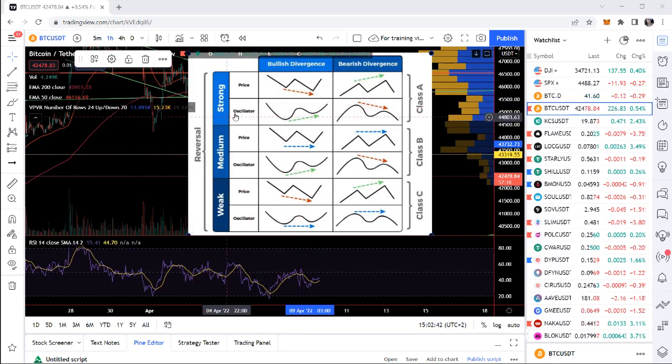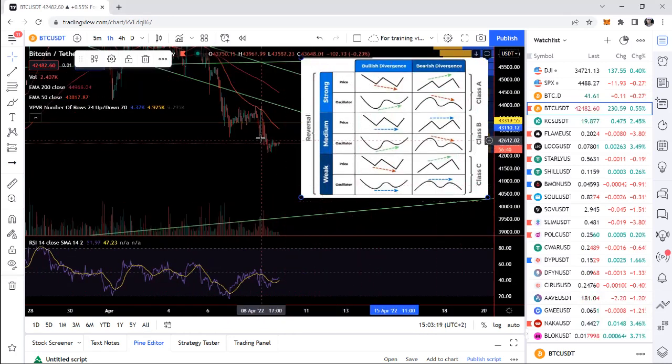Okay, so here is a strong, medium, and weak divergence. It shows you what the price will do, and the oscillator. At the moment, I'm going to show it to you on the RSI. You can use the MACD as well. Let me make this smaller.